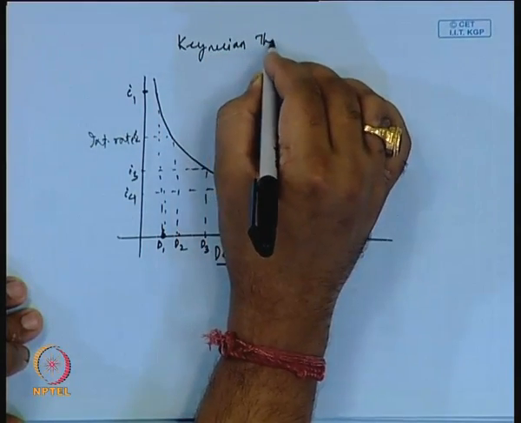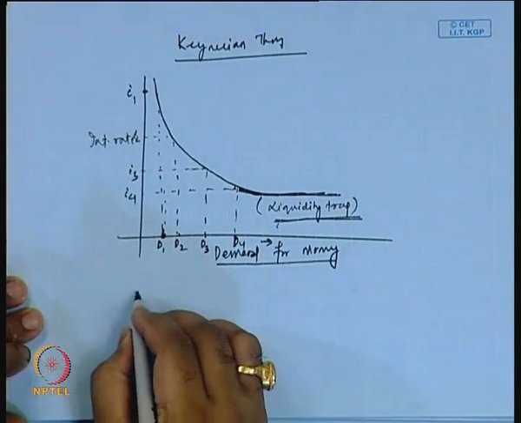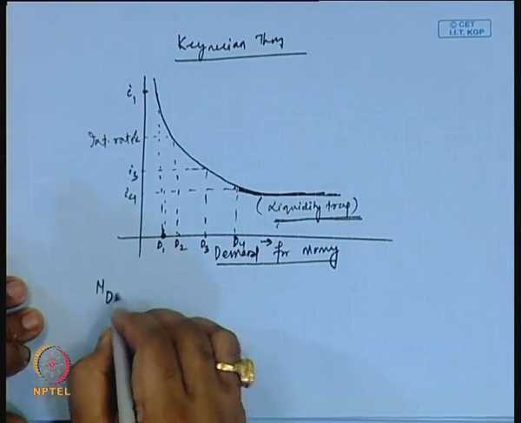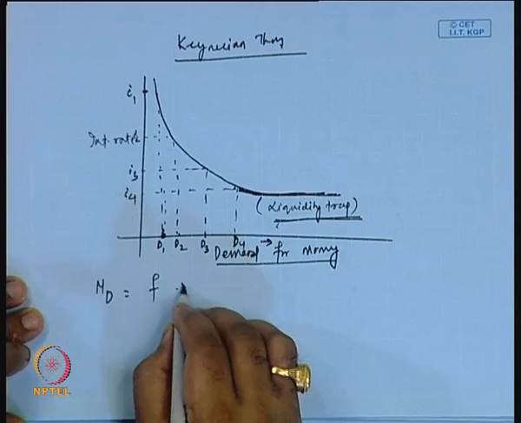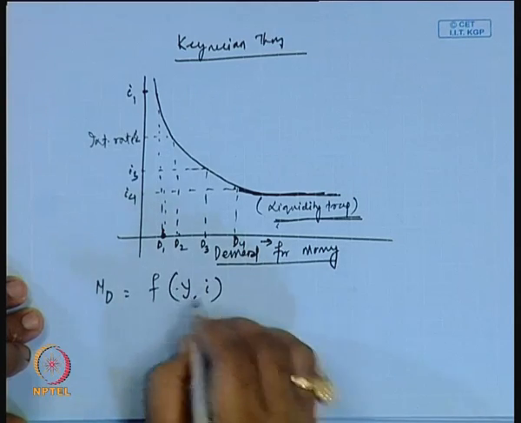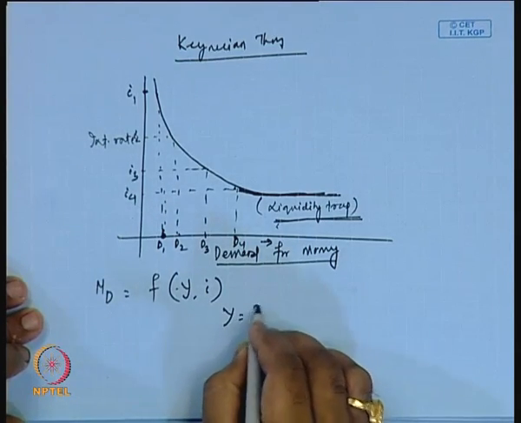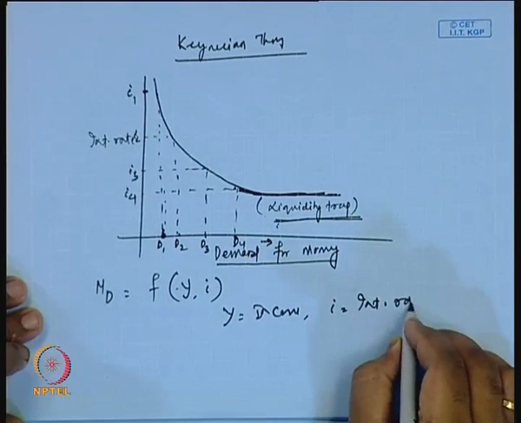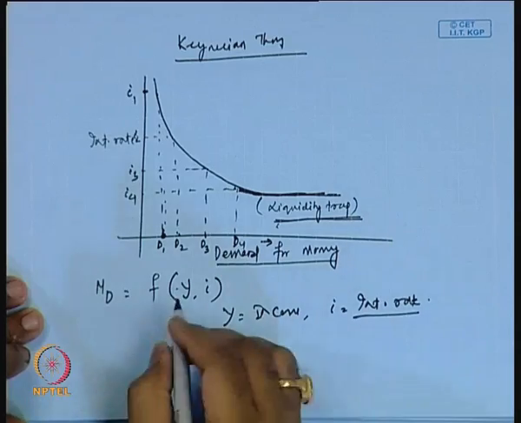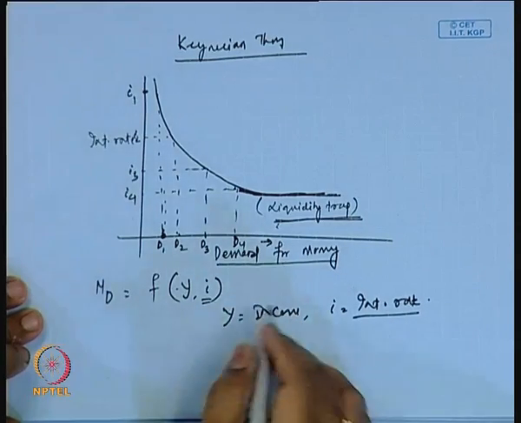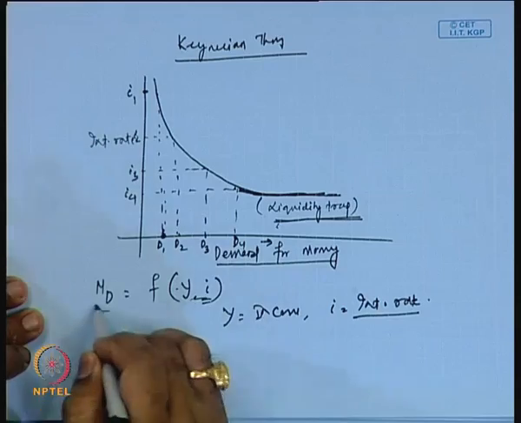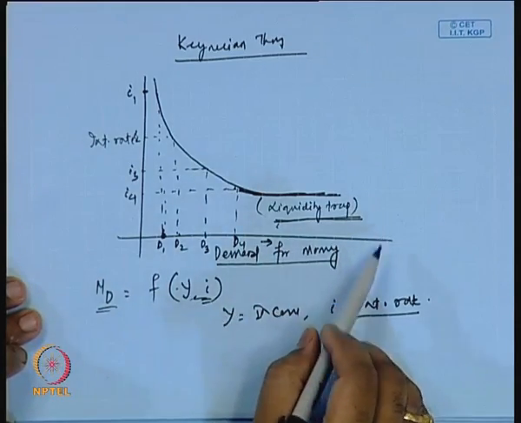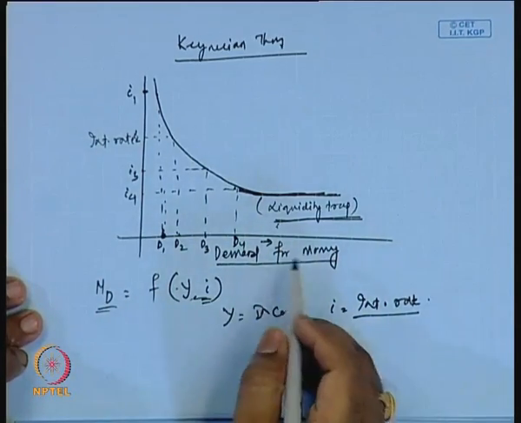So, what Keynes said is that the demand for money is a function of Y and I. Y represents your income, I represents your interest rate. So, even if the interest rate is determined on the basis of the demand for money, or demand for money is determined on the basis of interest rate.